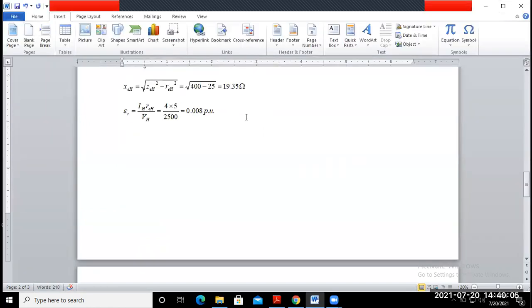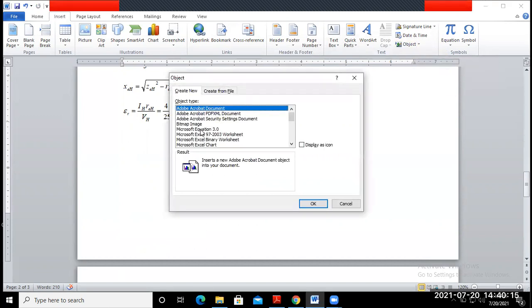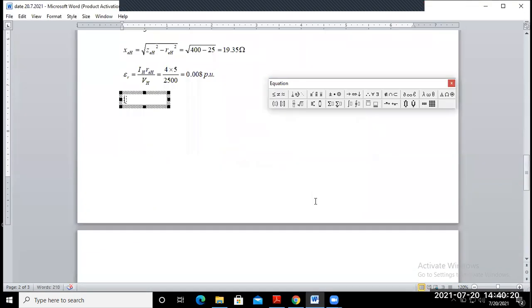Similarly, epsilon X equals IH into XEH divided by VH.